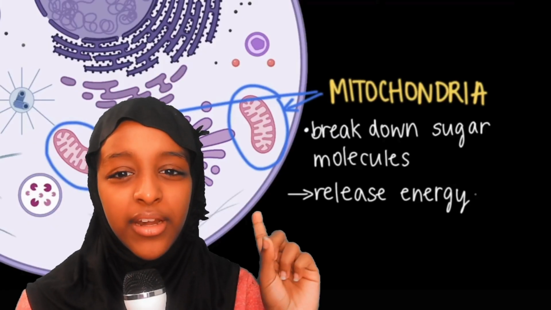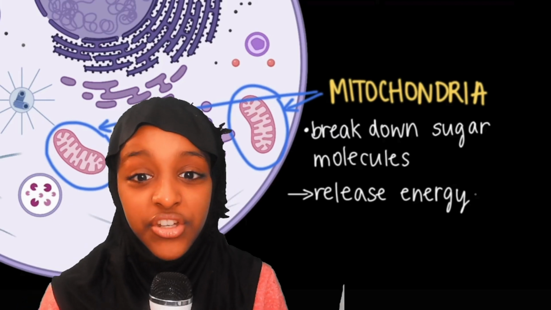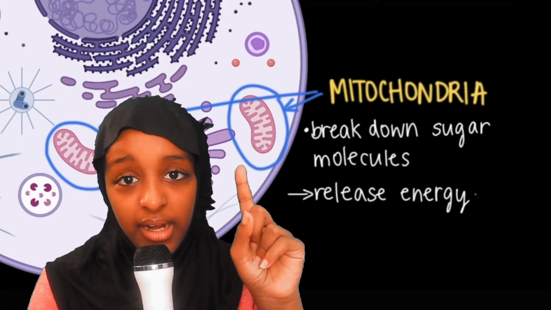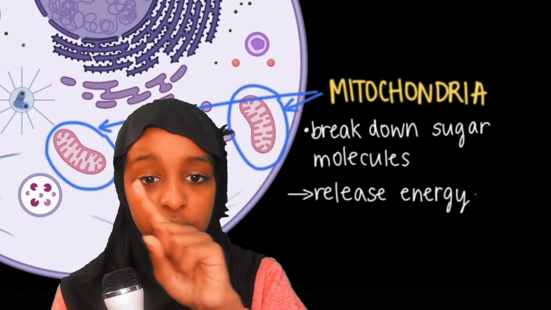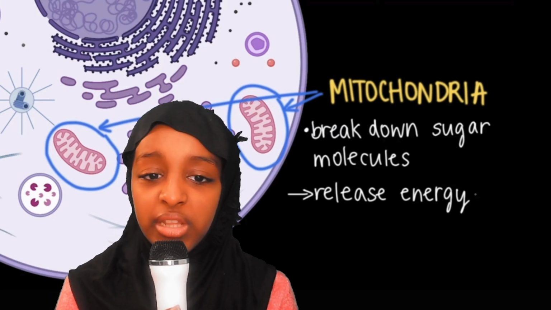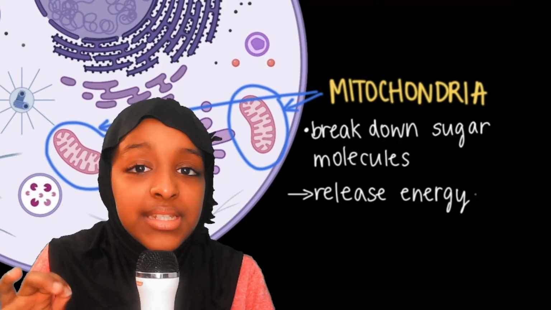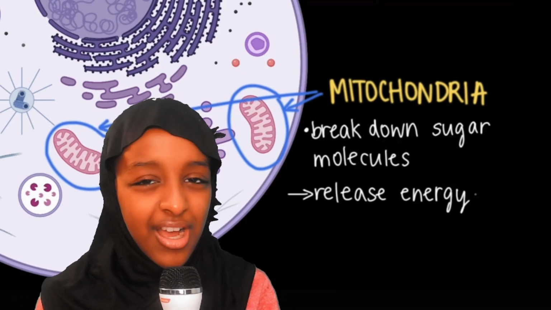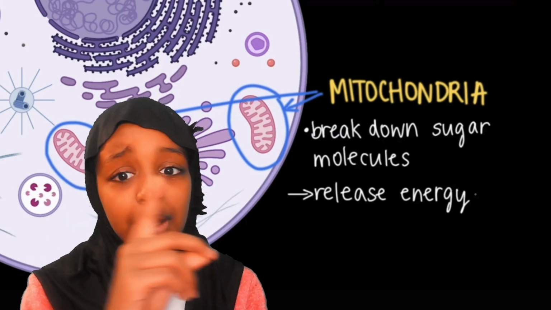Now here we have the mitochondria. It breaks down sugar molecules and it releases energy too. So it is these jelly beans. The mitochondria are the pink jelly bean shaped things that I was talking about earlier. They break down sugar molecules and then they also release energy. Very similar to how our stomach works. Our stomach breaks down the food that we eat and releases energy so that we can run, we can do stuff, we can do anything. So that's what the mitochondria does.